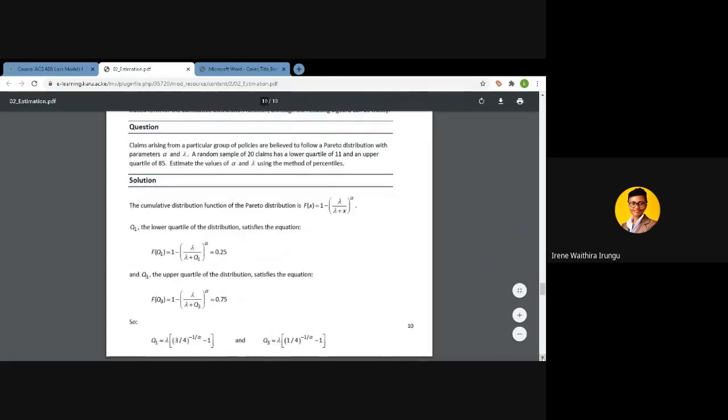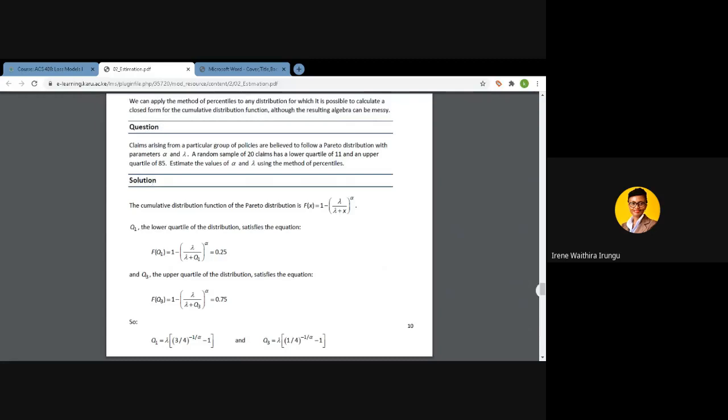So we can look at another example. Claims arising from a particular group of policies are believed to follow a Pareto distribution with parameters alpha and lambda. A random sample of 20 claims has a lower quartile, which corresponds to the first quartile, of 11, and an upper quartile of 85. Estimate the values of alpha and lambda using the method of percentiles.